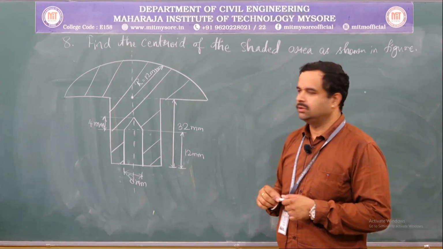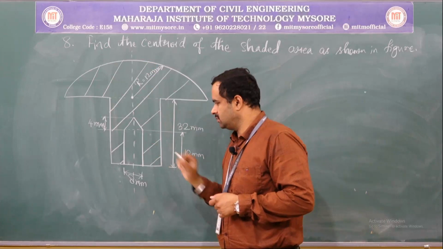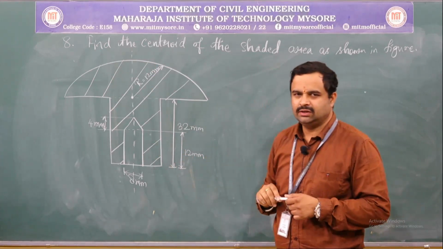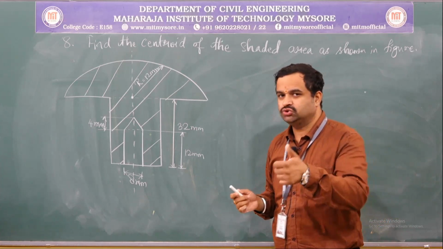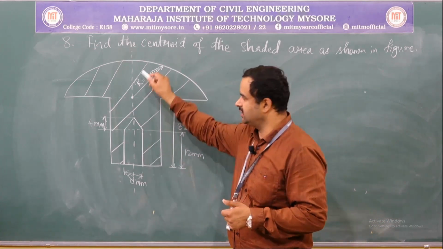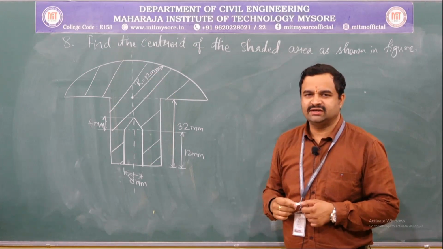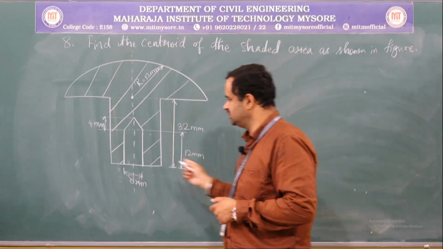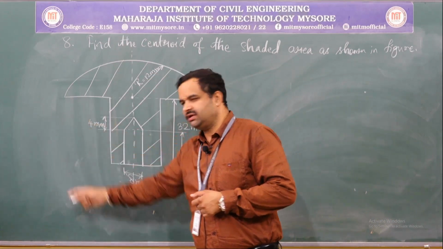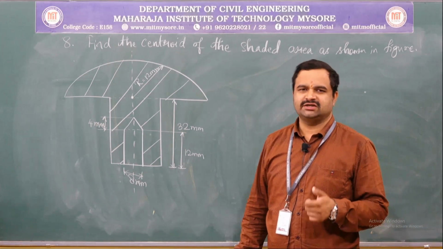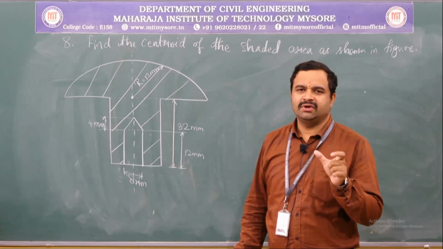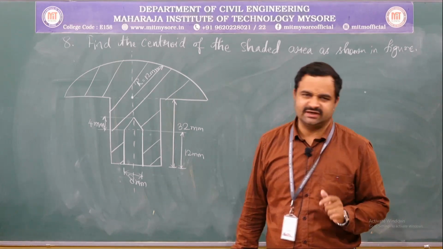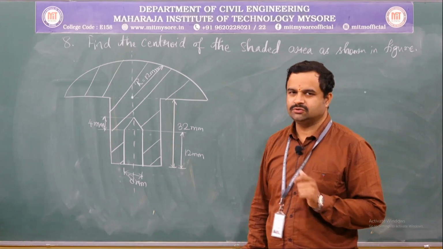Clear? Since it is symmetrical about the y axis, x bar will be equal to 0, given that you choose the reference axis also along this line. Then only can we say x bar is 0. But if you choose the reference axis at some other point, then you need to consider the x bar value, because the main criterion to measure x bar is the reference axis. Okay? So, please be careful.